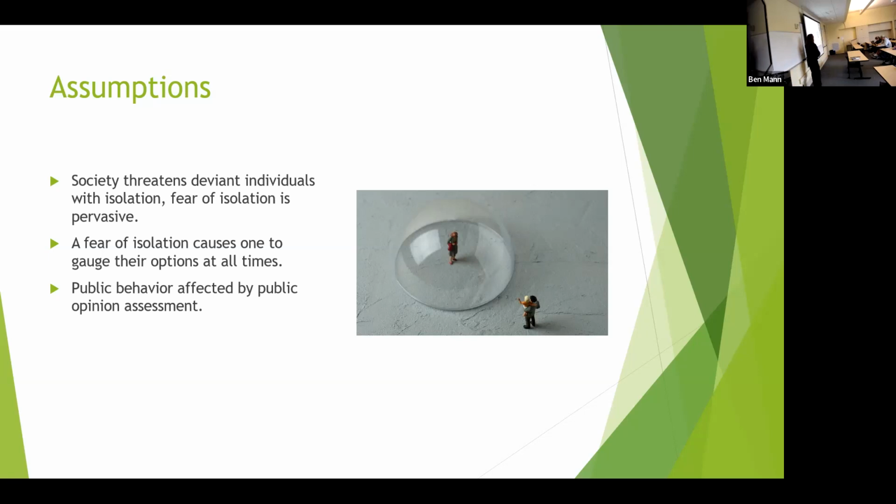Public behavior, then, is affected by public opinion assessment. So, in other words, we look at the overall public opinion on topics or issues and use that to gauge how we behave on things. We're less likely to show ourselves as publicly supportive of something if we know that other people dislike it. So again, you might think about, for instance, something like a Rotten Tomatoes score for a film, and you could choose to speak negatively about that film if you know that it got a bad score and people didn't enjoy it. So this is an example of how we'll use spiral of silence theory.